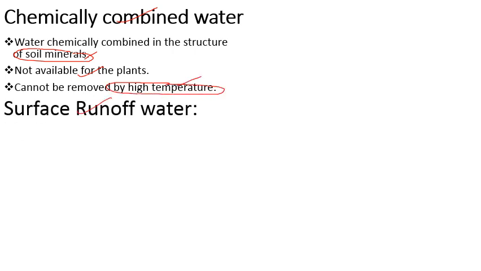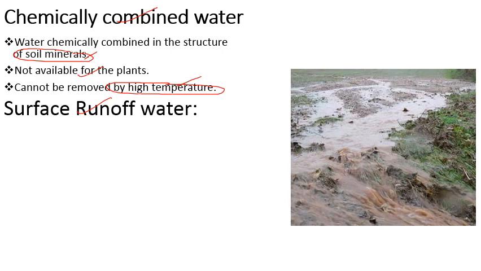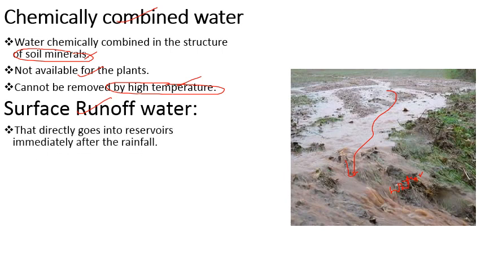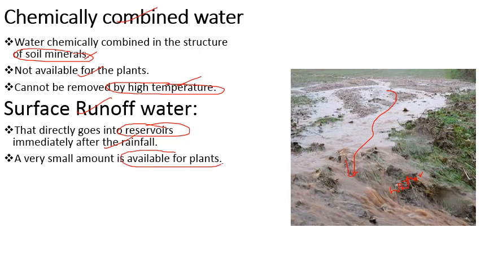The next comes surface runoff water, as the name indicates. जो पानी soil के surface से float करके सीधा ही water reservoirs में जाता है, like we have streams, rivers. That water is known as surface runoff water. So this water directly goes into the reservoirs immediately after the rainfall, and a very small amount of water is available for the plants.